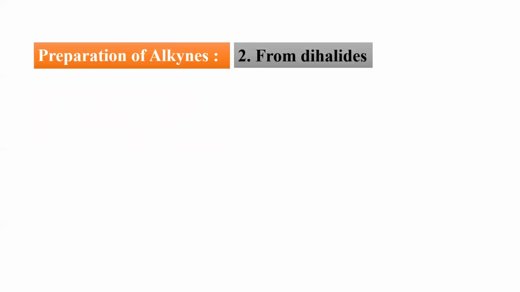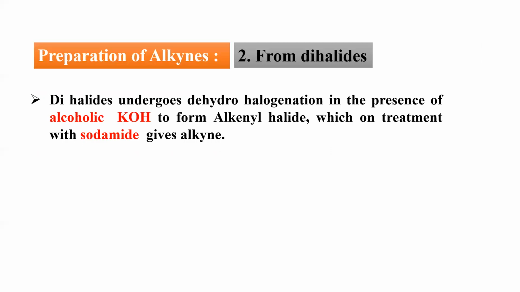The second method is from dihalides. We have already come across two kinds of dihalides. Which are the two dihalides? Yes, geminal dihalide and vicinal dihalide. So dihalides undergo dehydrohalogenation in the presence of alcoholic KOH to form alkenyl halide, which on treatment with sodamide gives alkyne. The first reaction is pretty straightforward, dehydrohalogenation. Dehydrohalogenation is nothing but removal of hydrogen and halogen in the presence of alcoholic KOH.